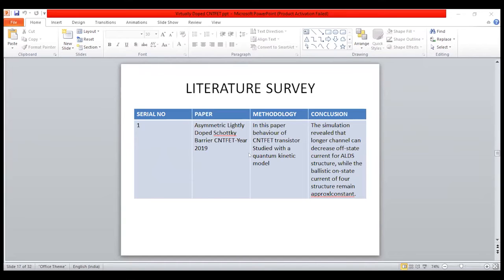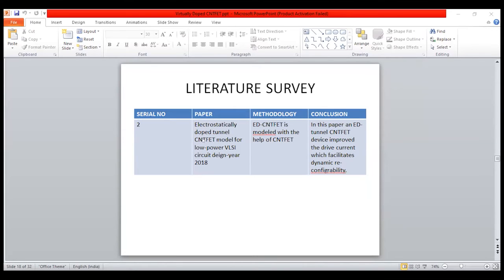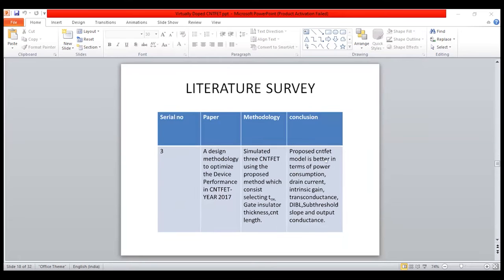The first paper is on the asymmetric lightly doped Schottky barrier CNTFET in the year 2019, and its results come out about the ion-off ratios. The second paper is on electrostatically doped tunnel CNTFET models for low power VLSI in the year 2018, and it describes the electrostatically doped tunnel CNTFET device with reconfigurability. The third paper covers a design methodology to optimize the device performance in CNTFET in the year 2017, and the proposed CNT models are better in terms of power consumption, drain current, and intrinsic gain.